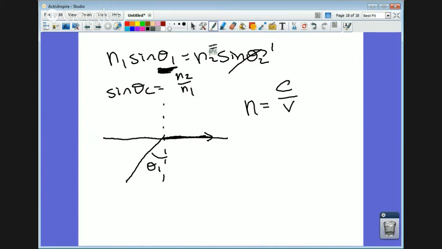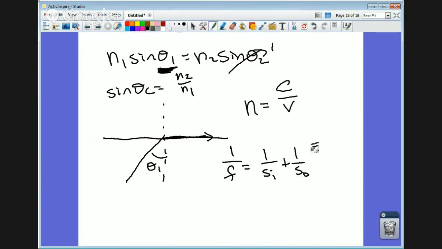Make sure you know all your ray tracing stuff. Remember the parallel ray and all that. Parallel, focal ray, middle ray, center ray, all those things. Remember the mirror equation is also the lens equation.